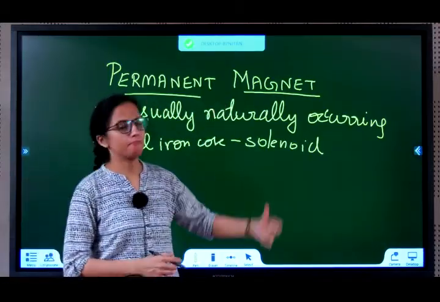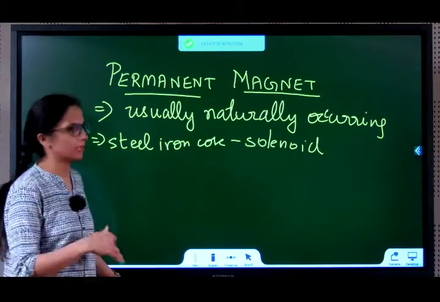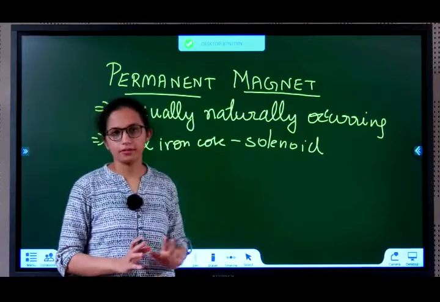Now for the permanent magnet, we have to understand what is the difference between an electromagnet and a permanent magnet. We'll come to that later. But permanent magnets are usually naturally occurring, okay.